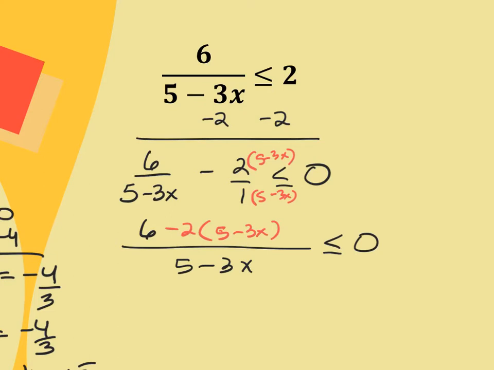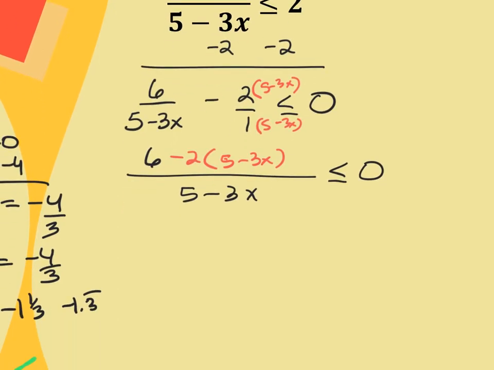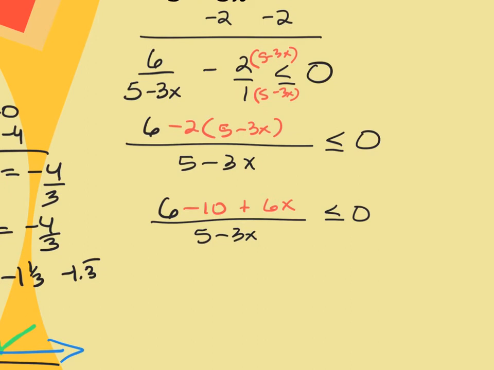I need to distribute the red. So 6, negative 10, plus 6x over 5 minus 3x. I'm going to add my like terms in my numerator. 6 minus 10 is negative 4. So here I can get 6x minus 4 over 5 minus 3x. I now have it simplified down into one fraction.